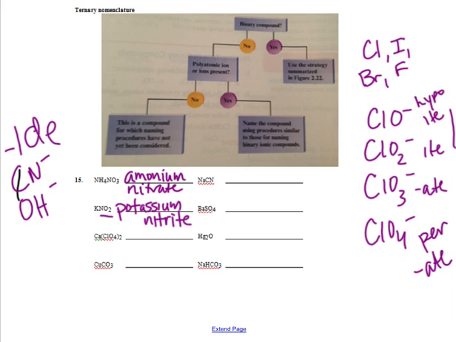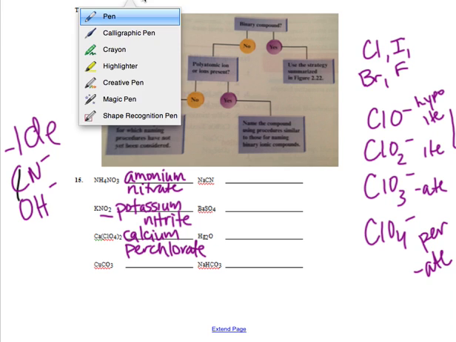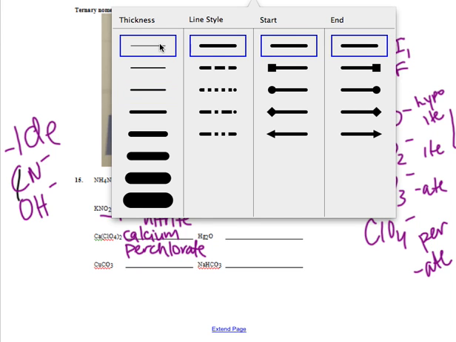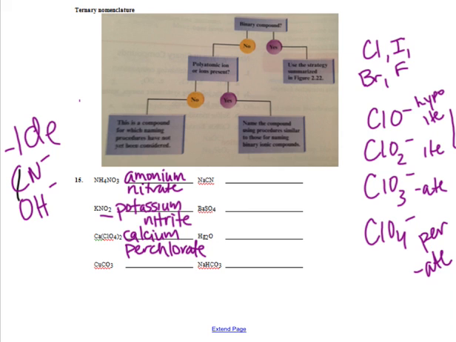Okay? So going back to this example, calcium, does it have more than one charge? Nope. So what do we do? Calcium perchlorate. I'm going to see if I can make this pen a little thinner. Yeah, I can. Okay. All right, now we're up to a copper-containing compound.